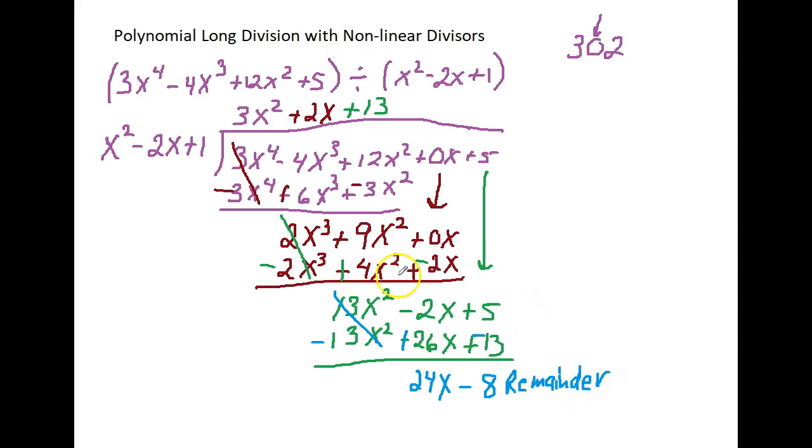So, how do we write this? It's 3x squared plus 2x plus 13 plus, we write our remainder, 24x minus 8. And it's over what we divided by, x squared minus 2x plus 1. There's your remainder. So 3x squared plus 2x plus 13 plus the remainder of 24x minus 8 over x squared minus 2x plus 1.